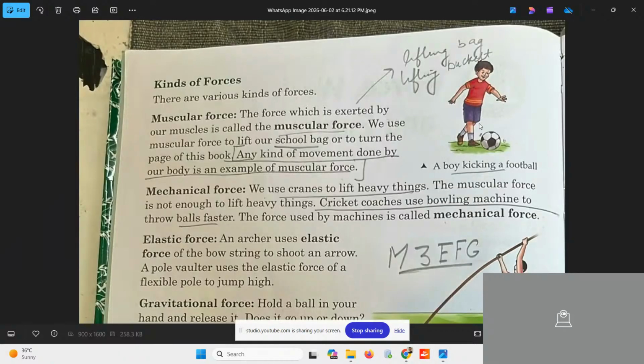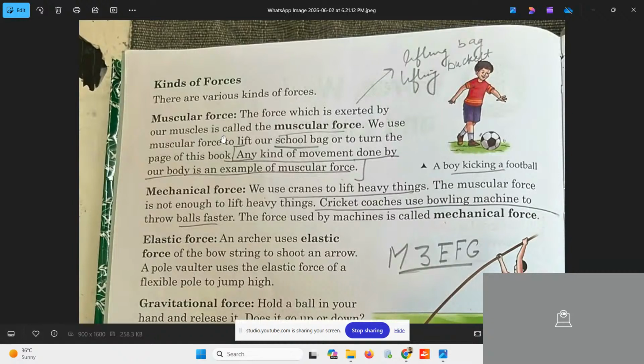E stands for the elastic force, F stands for the frictional force, and G stands for the gravitational force. All these six types of forces are important. They all will come in the examination. Now, the very first force is the muscular force. A force which is applied by our muscles is called muscular force.